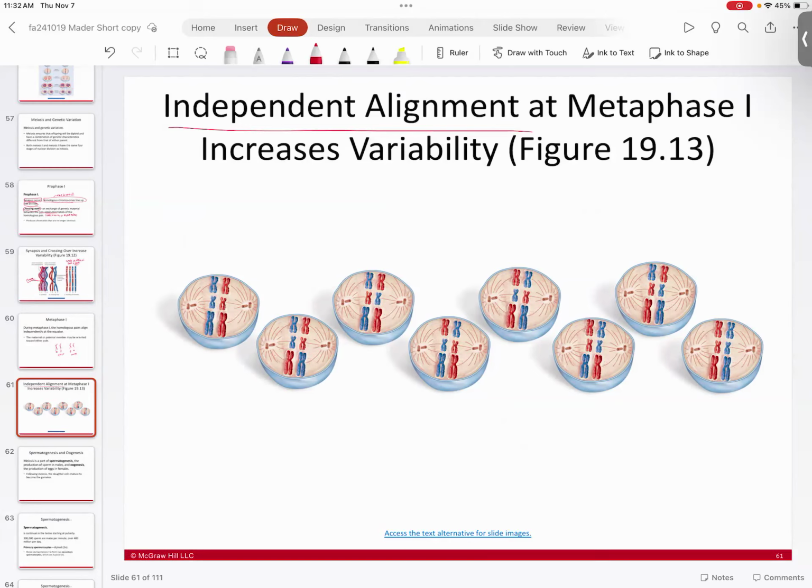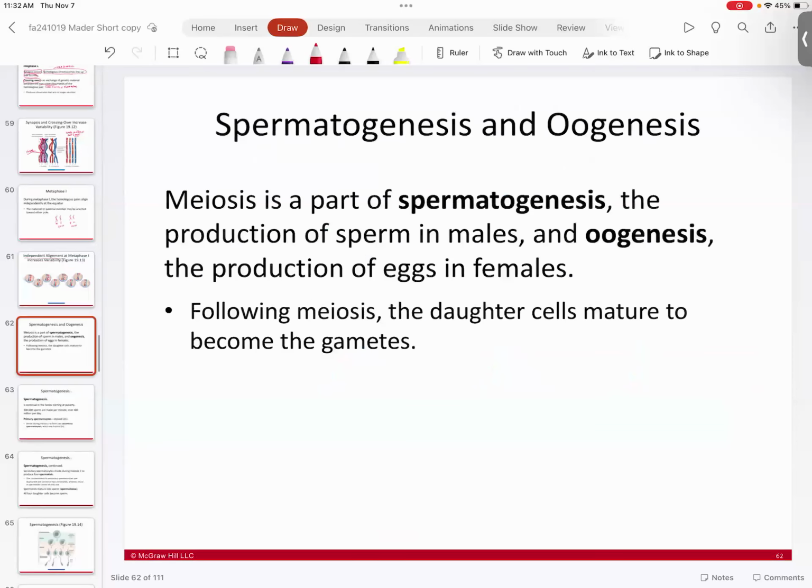So for instance, I could get any one of these patterns in addition to that crossing over that's already happened in prophase 1. But see here, I could basically line up as mom, mom, mom, or I could do mom, mom, dad, or I could do mom, dad, mom, or I could do dad, mom, dad. So any one of these patterns can basically occur as well. That creates extra genetic variation.